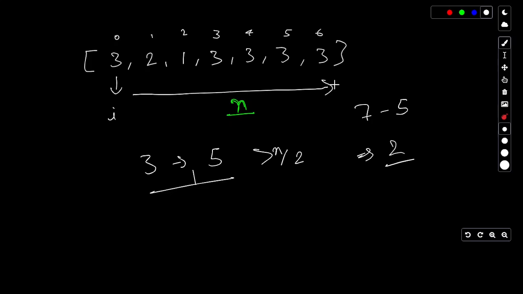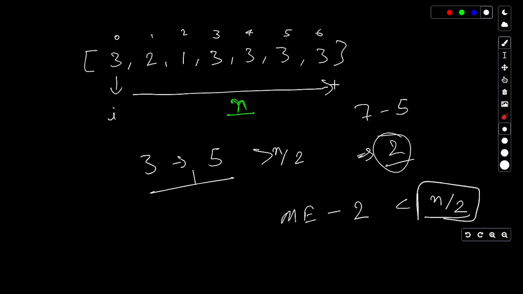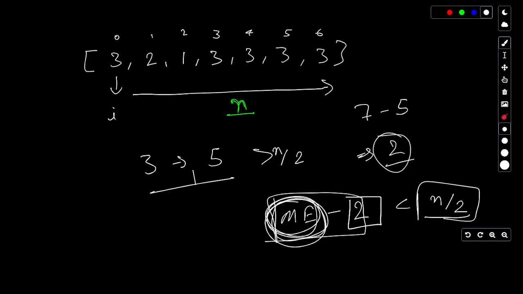If the total count of the majority element is subtracted by the number of elements which are left, it will be smaller than n by 2. It will definitely be smaller than n by 2, because the majority element itself is greater than n by 2. So there is no way that the number of elements that are left can eliminate the majority element. Something will be left out of it.